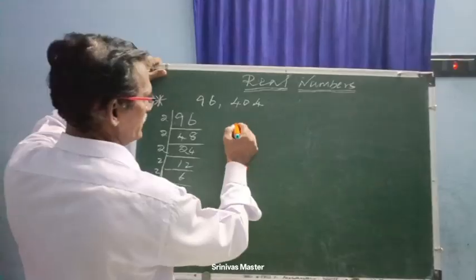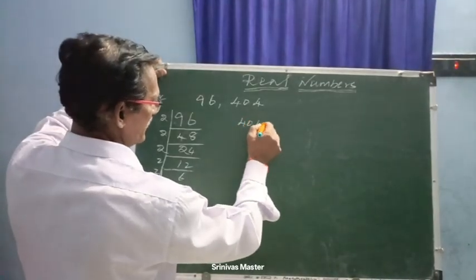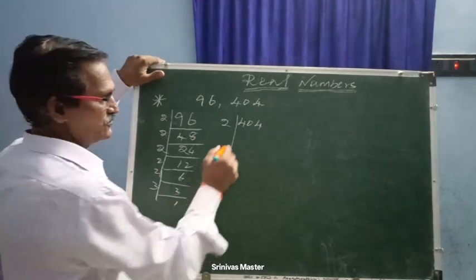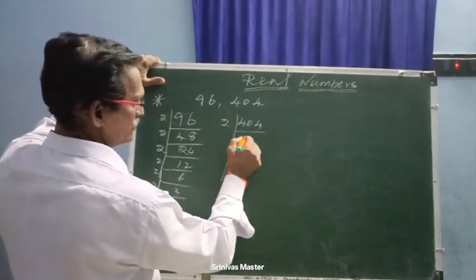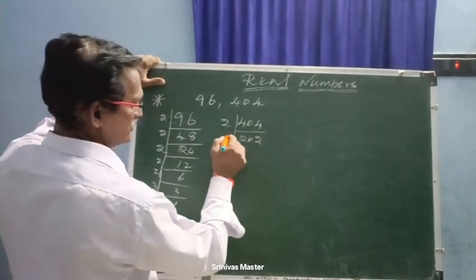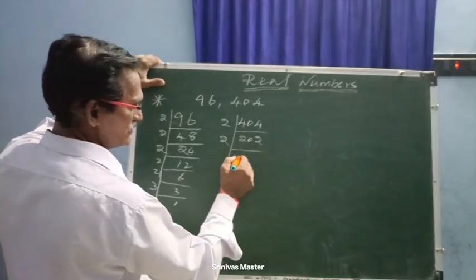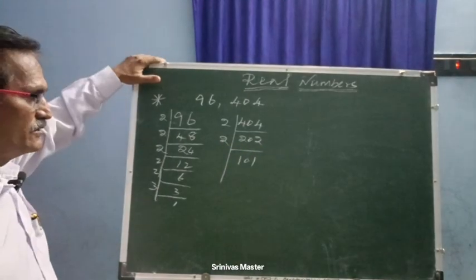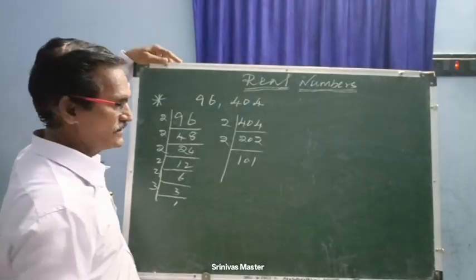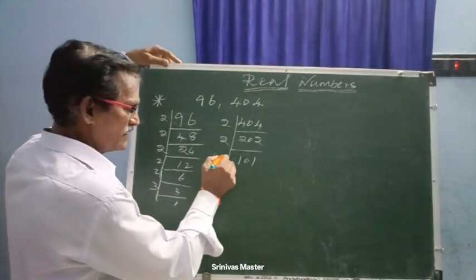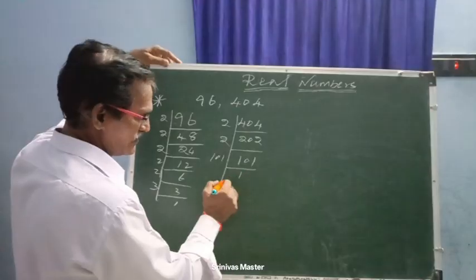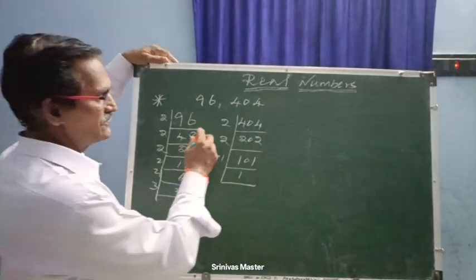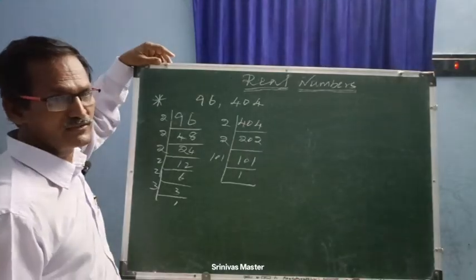Next we will go to 404. What are the prime factors of 404? It is an even number, so you can take the prime number 2. 2 twos are 4, 0. 2 twos are 4. Again 2 table, 1 two is 2, 0. 1 two is 2, 1. So 101 is a prime number, children. Prime number means you can just take 101, one time. Now you have to write the factors of 96 as well as 404.